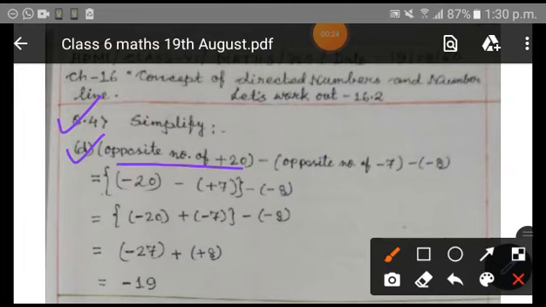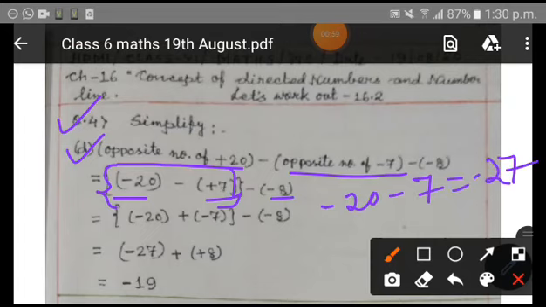First write the opposite number of plus 20 which is minus 20, minus the opposite number of minus 7 which is plus 7, minus of minus 8. So here at first you are going to do the calculation of the first two numbers, that means minus 20 minus of plus 7, that will ultimately become minus 7 because minus into plus is minus, which will give you minus 27. So you have got minus 27 from the first part, and then you have minus of minus 8 which is plus 8.